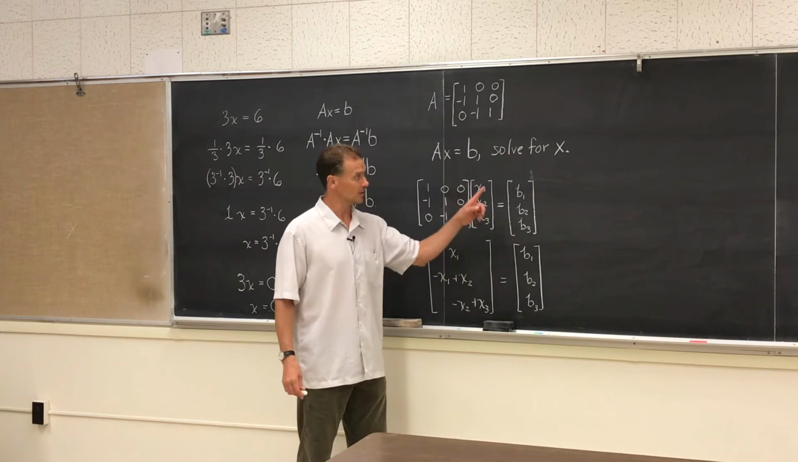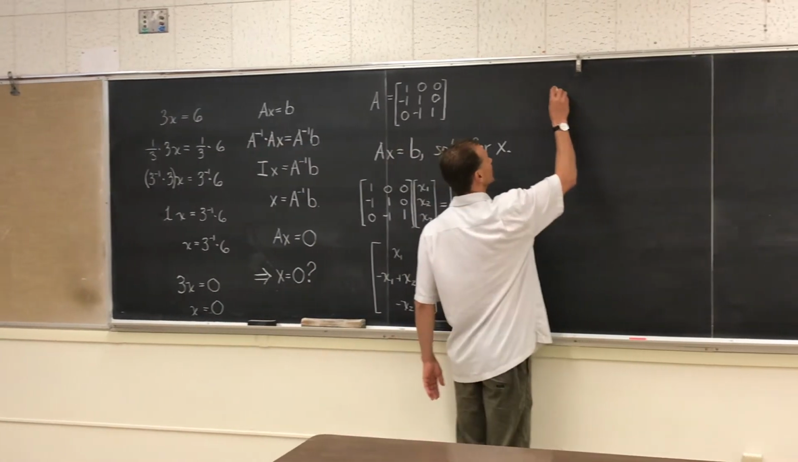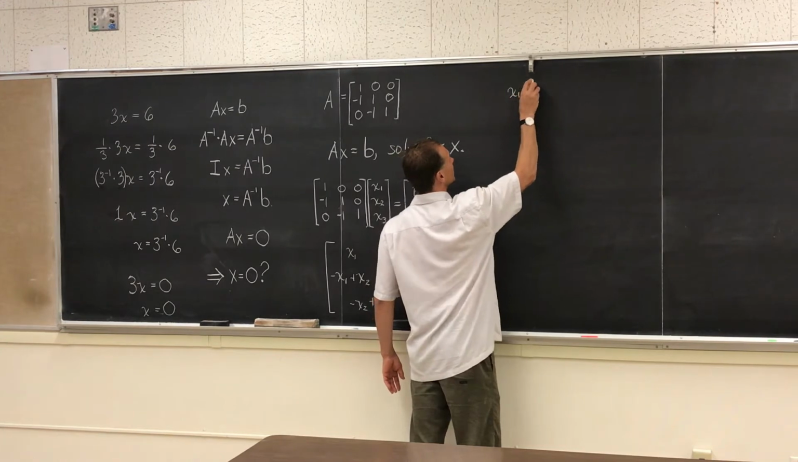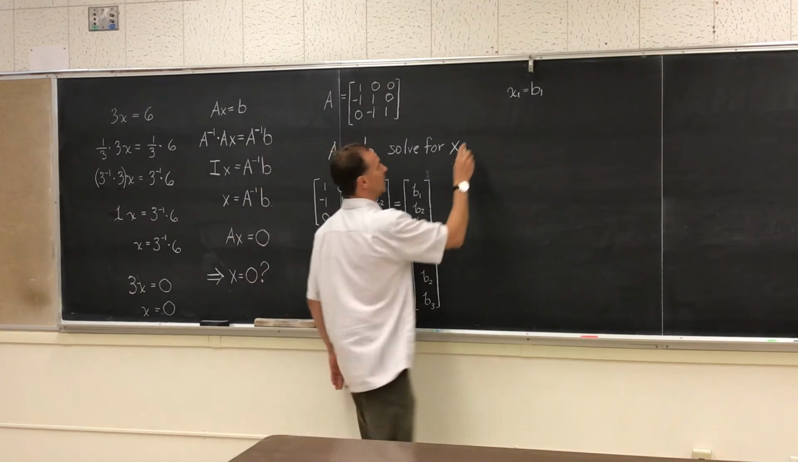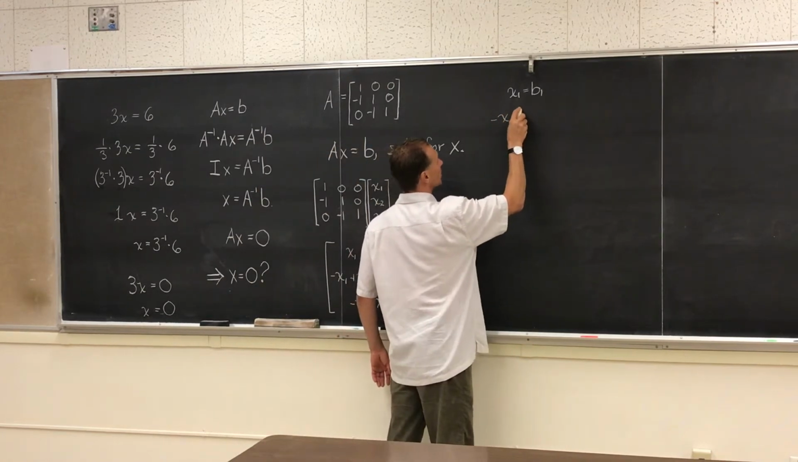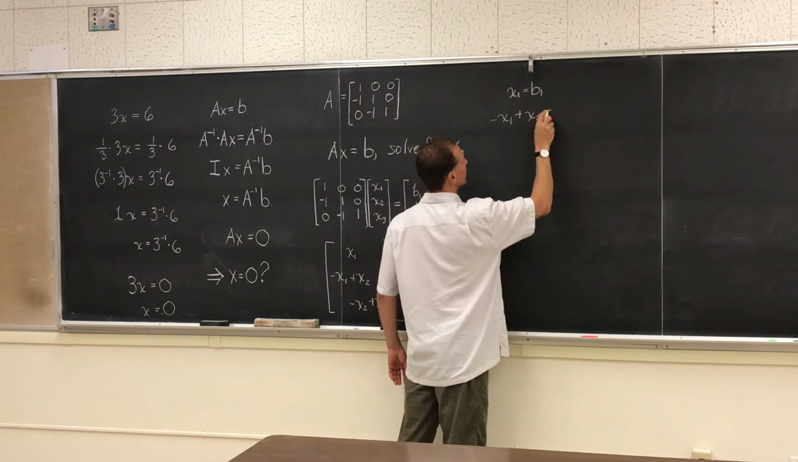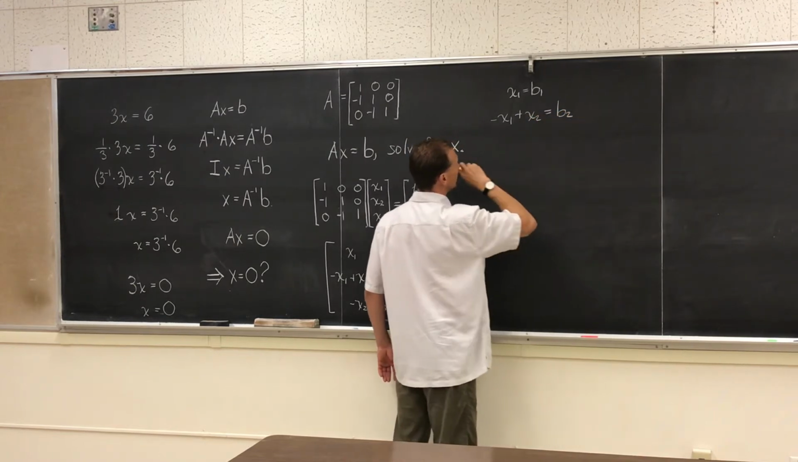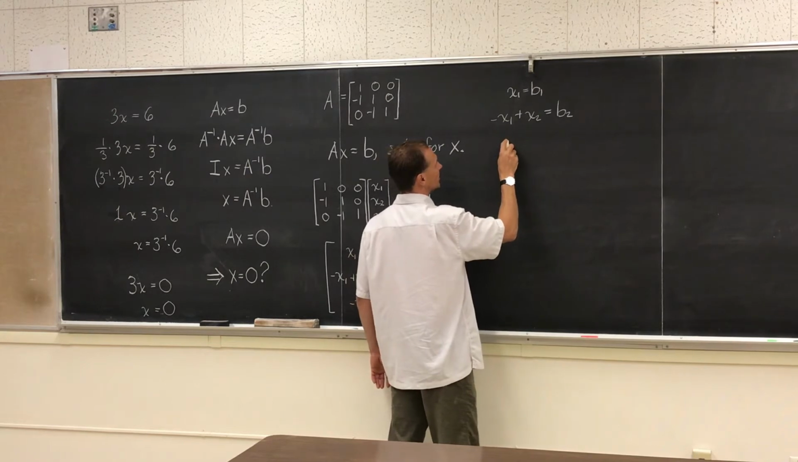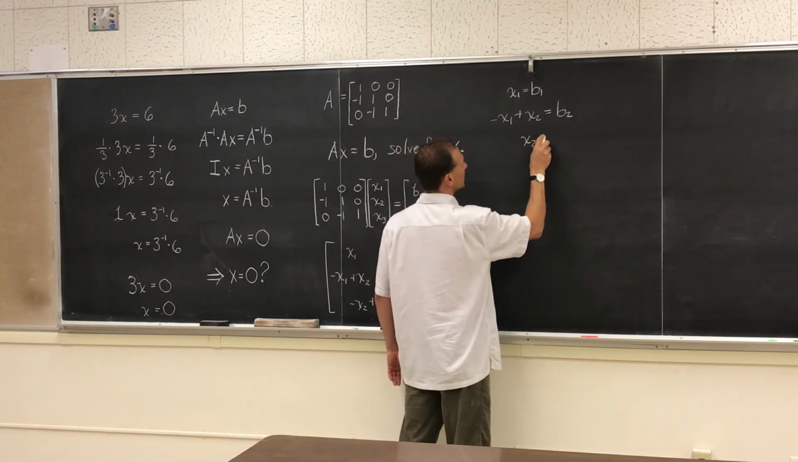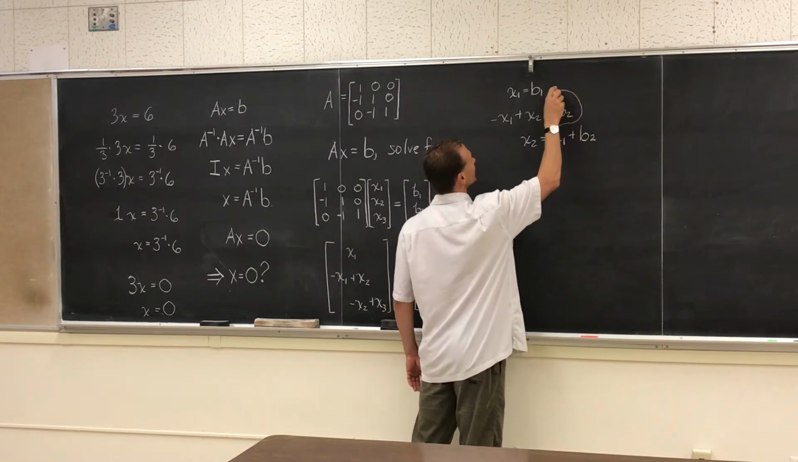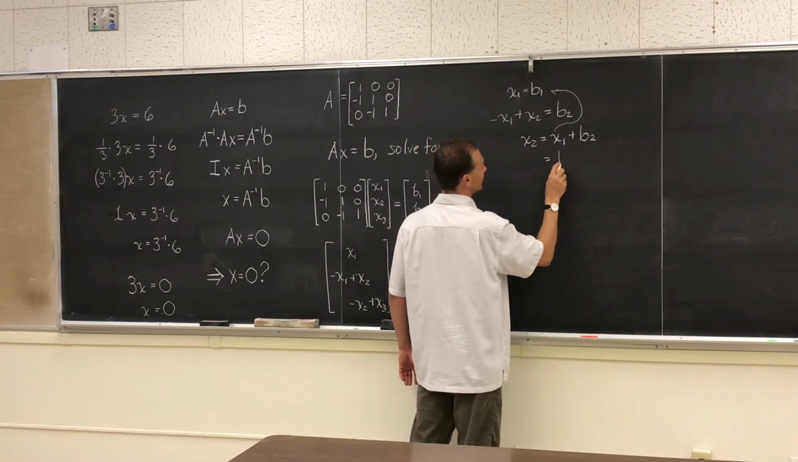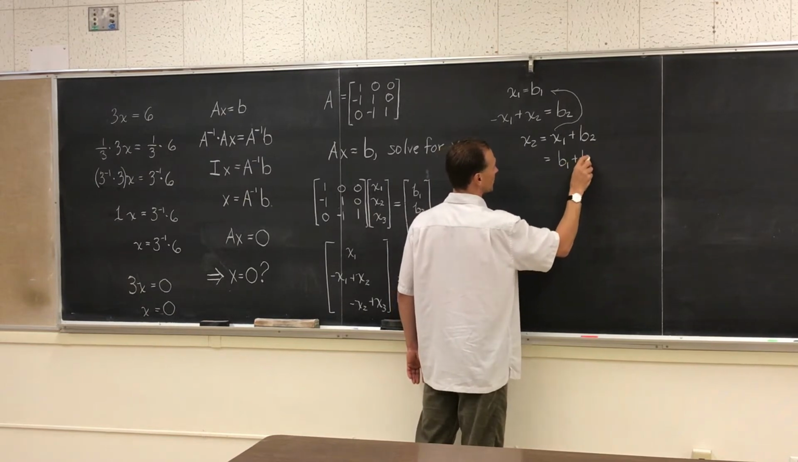x1 is b1. So let's come over here a little bit and solve that. I'm going to write these down. This says that x1 is equal to b1. Now the next one says minus x1 plus x2 is b2. Okay. Well, let's write it this way. This says then that x2 is x1 plus b2. But look at this. We already know what x1 is. It's b1, so x2 is very simply b1 plus b2.